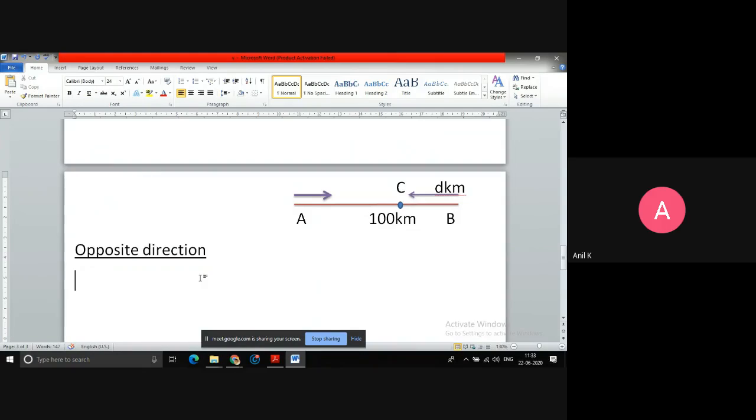Okay, so the speed of car A will still remain x kilometers per hour, because speed does not change whether they move in the same direction or the opposite direction. The speed will remain the same because they did not mention in the question that the speed is changing. Speed of car B equals y kilometers per hour.